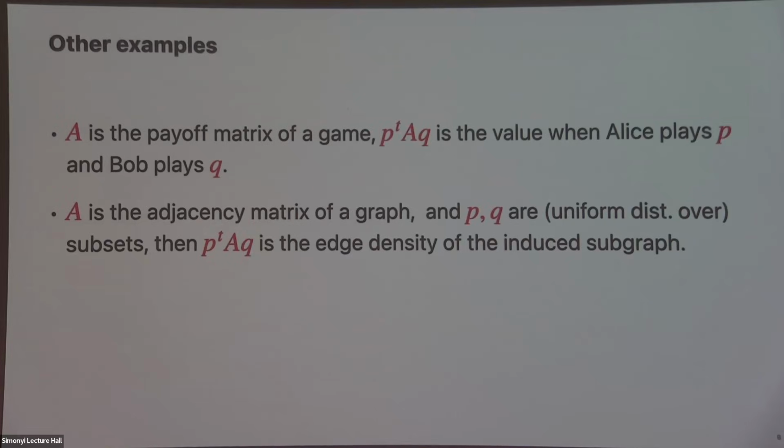There are other examples which seem very natural to me. I'm not aware that people have studied communication in these scenarios or that it's particularly urgent, but it seems natural enough. If A were the payoff matrix for a game, then P transpose AQ is just the value that you get when Alice plays strategy P and Bob plays Q. If it's the adjacency matrix of a graph, then you can think of subsets and the number of edges induced in a particular rectangular subset and so on.